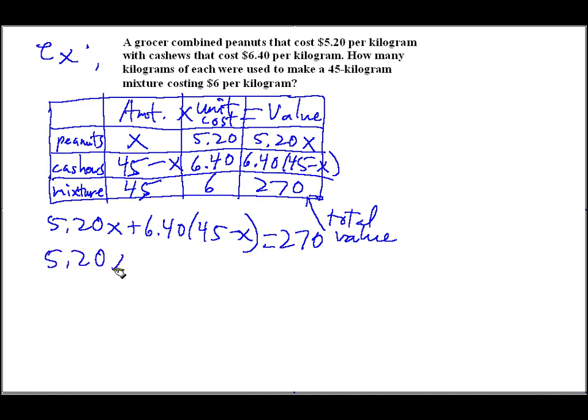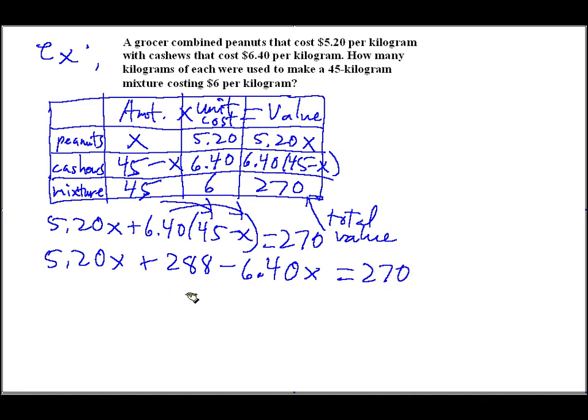So we have 5.2x plus, what is 6.40 times 45? Punch in the calculator, times 45. That's 288. So that'll be 288, and 6.40 times negative x, negative 6.40x, equal to 270. All right? Combine like terms. 5.2x minus 6.4x will be negative 1.2x. We punch 5.2 minus 6.4 in the calculator. Plus 288 equal to 270. All right, subtract 288 on both sides.